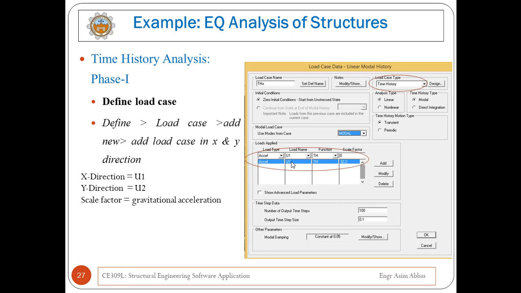With this step and all other steps included in phase 1, the model will be ready for the analysis. Then I will click on Run Analysis, and when the analysis is completed, I can display different results. Now I will solve a 3D frame example in SAP2000 for time history analysis.